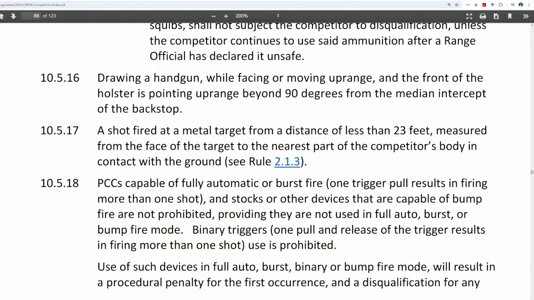Because right, so first of all, what is the front of the holster? Front of the holster, especially with appendix carry being a relatively new thing for our sport, with people shooting it more often in our sport. So what is that?